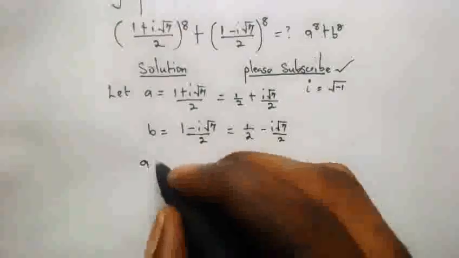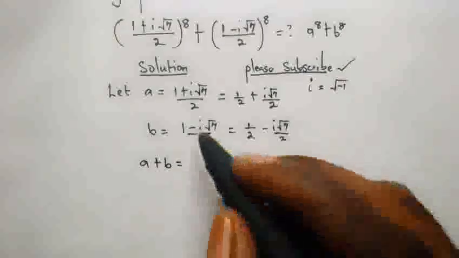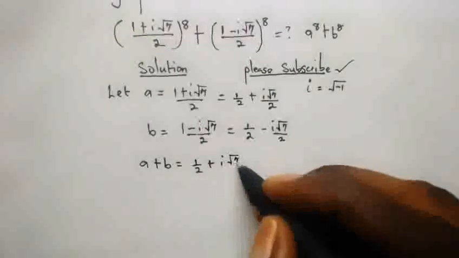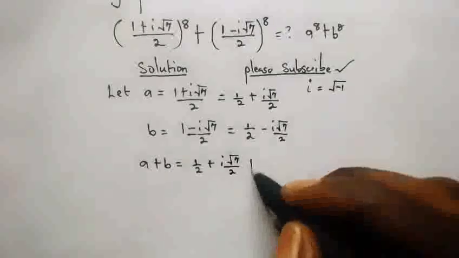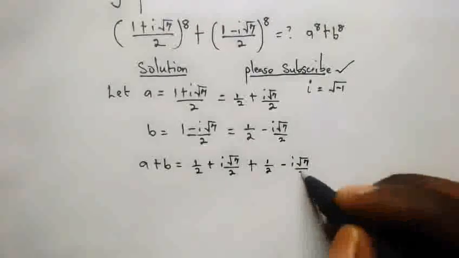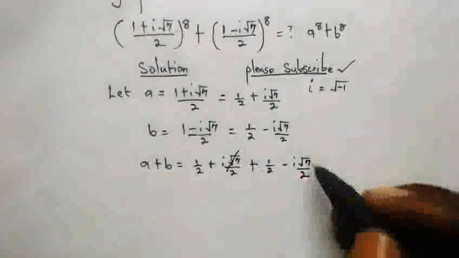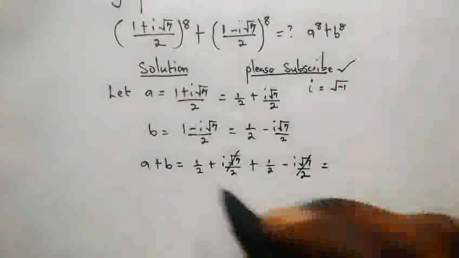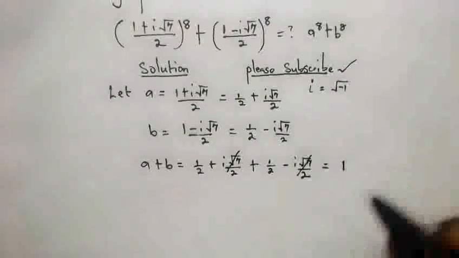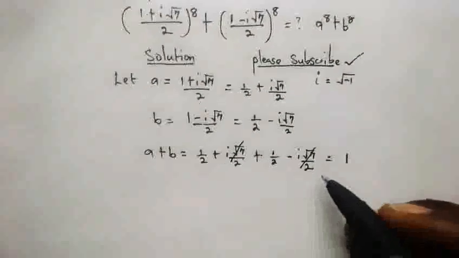Now let us find the sum of A and B. We have A + B equal to 1/2 + i√7/2, plus 1/2 − i√7/2. Here the imaginary parts cancel out, so we're left with 1/2 + 1/2, and that is equal to 1. So the sum of A and B equals 1.